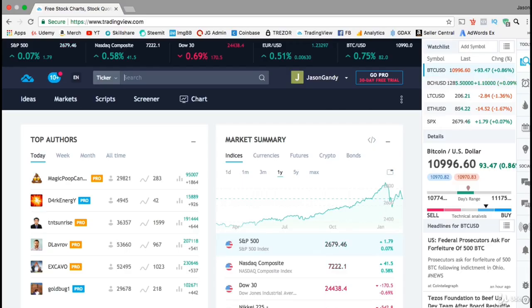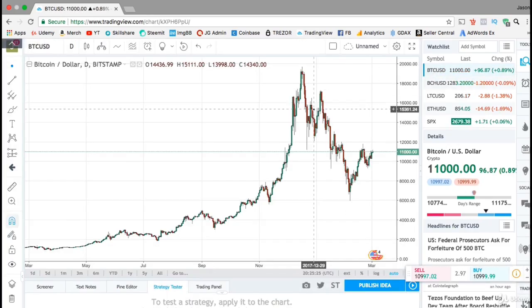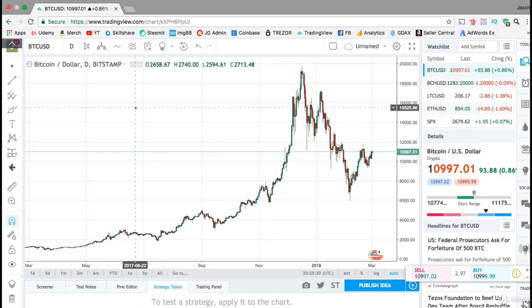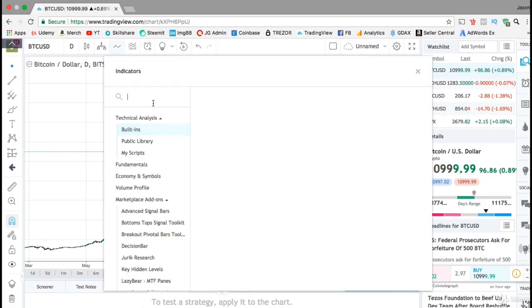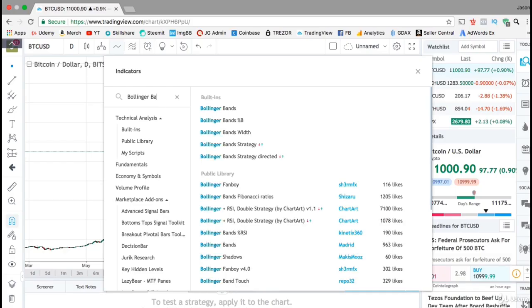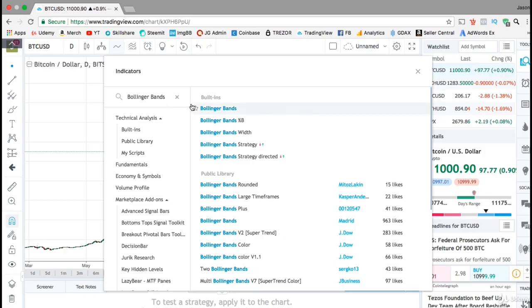So let's head over to TradingView and take a look at how to add and use Bollinger Bands on the Bitcoin candlestick chart. In order to add indicators or overlays on TradingView, you need to go to your toolbar up top and click on this little squiggly line here. I'm then going to go to the search bar and type in Bollinger Bands. You will then see multiple options both under built-in and public library. Let's not get fancy quite yet and just select regular Bollinger Bands.